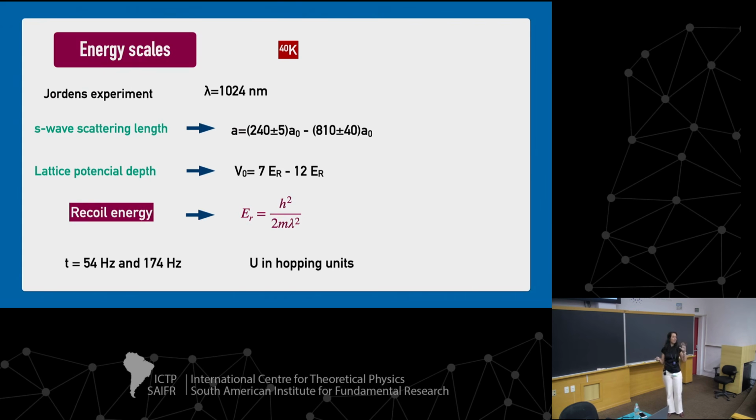So just to have some idea of the energy scales here. In this experiment, this is the wavelength of the laser. The s-wave scattering length is in this range. The lattice potential depth is in this range, where ER is the recoil energy that depends only on basic physical quantities. The hopping, it was very peculiar to me to see hopping given in hertz or gigahertz. I was used to seeing this in electron volts, but you just need to multiply this by h bar, and then you have an energy scale. And usually the correlation is given in units of hopping. So you have a flavor of what the numbers are.